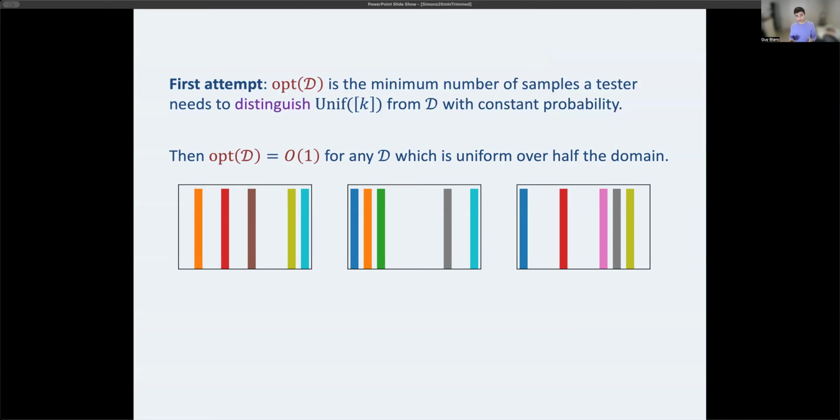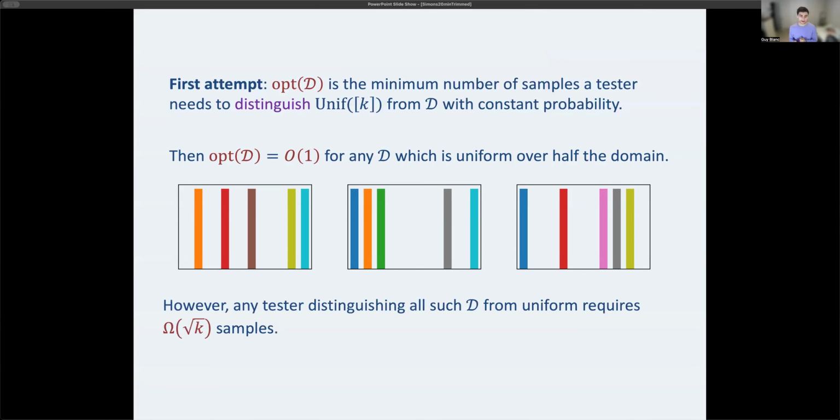Okay, but the unfortunate thing with this definition of opt in this case is there is no single tester that distinguishes between the uniform distribution and a distribution on an unknown half of the domain. If I know the half, I can do it with a constant number of samples. But if I don't know the half, I need square root k many samples. And the reason for the square root k lower bound is quite simple. If I don't know which elements are special, essentially there's nothing I can do until I see a collision, until I see a particular element appear twice. And that takes roughly square root k many samples via the birthday paradox.